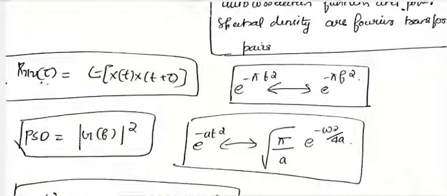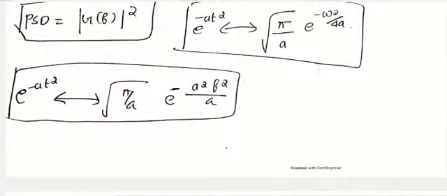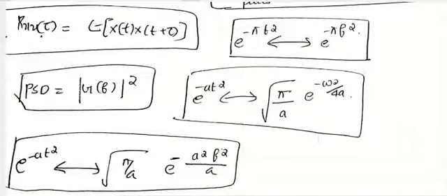And R x of tau is equal to E of x of t into x of t plus tau. The Fourier transform of e raised to minus pi t square is e raised to minus pi f square. If it is e raised to minus a t square, it is equal to root pi by a e raised to minus omega square divided by 4a, and if written in f format, it is root pi by a e raised to minus pi square f square divided by a.